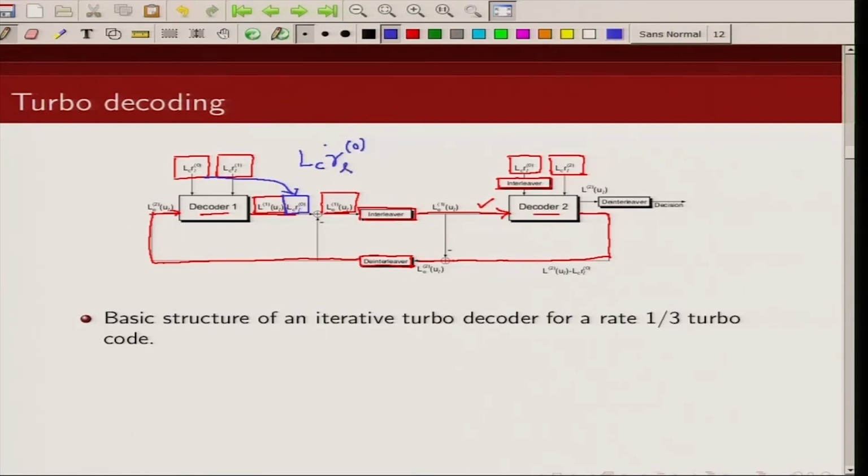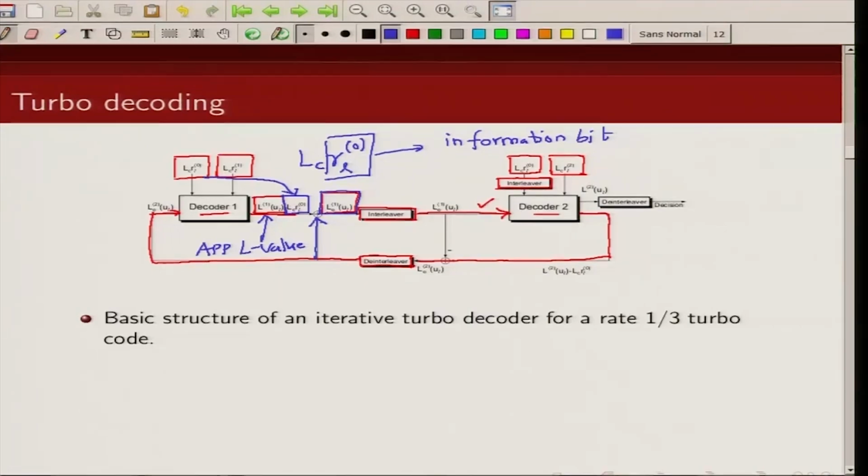This term is this, and this is the received value corresponding to the information bit, and this is the term corresponding to the APP L value. So, what I am doing is I am subtracting from the APP L value the contribution of this received bit. I am also subtracting from this contribution this a priori information. So, what I get is my extrinsic information.